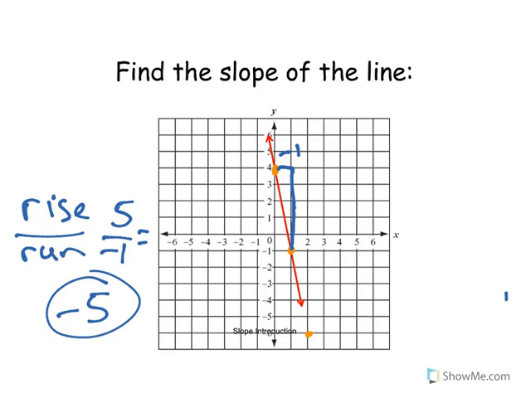Okay? And if you started at the top point, just to give you a little counter example, what am I doing? I'm rising negative 5 because I'm going down, and now I'm running to the right. So that's positive 1, so still negative 5. But again, I'm going to encourage you to always, and that's the way I'm going to model it, start from the bottom point. That way our rise is always positive.